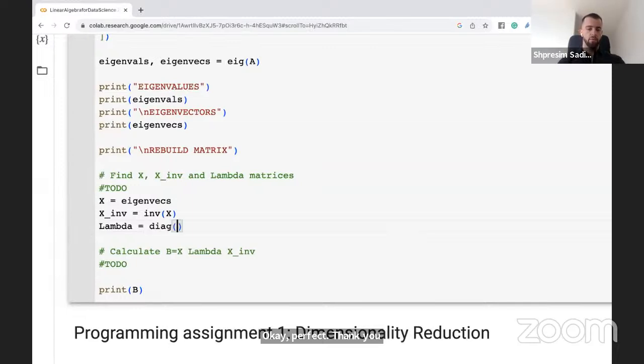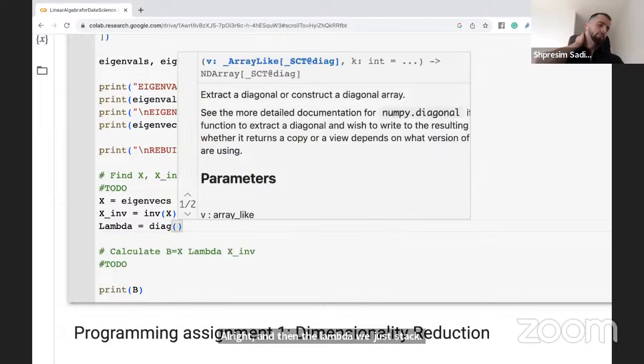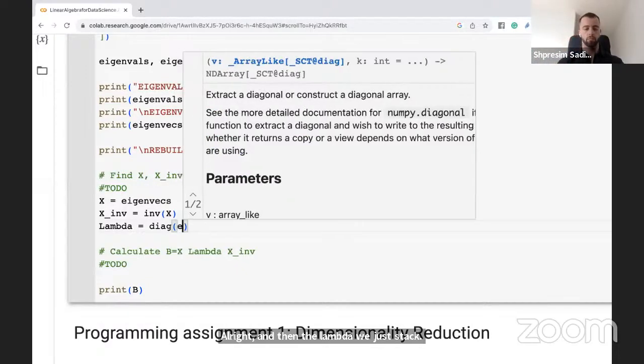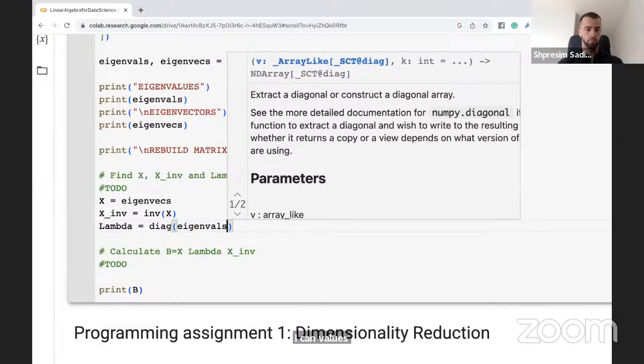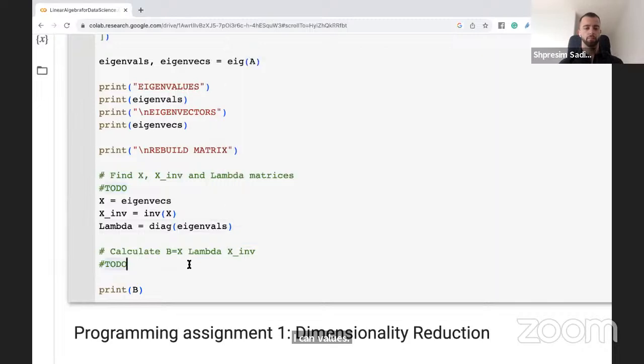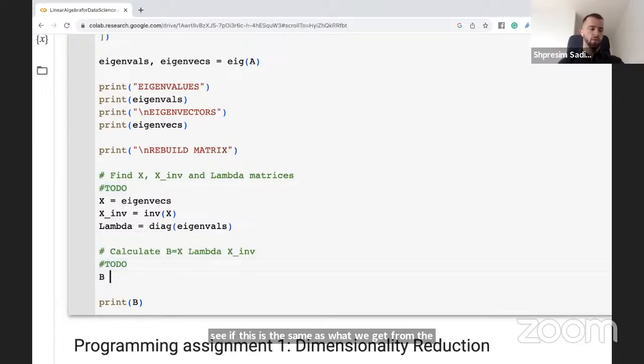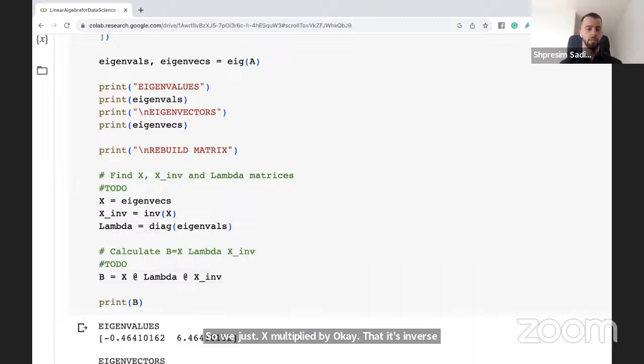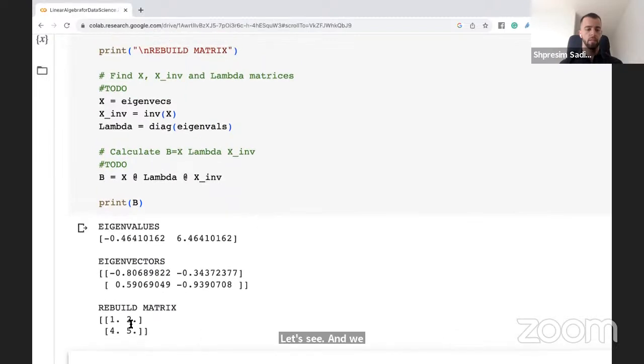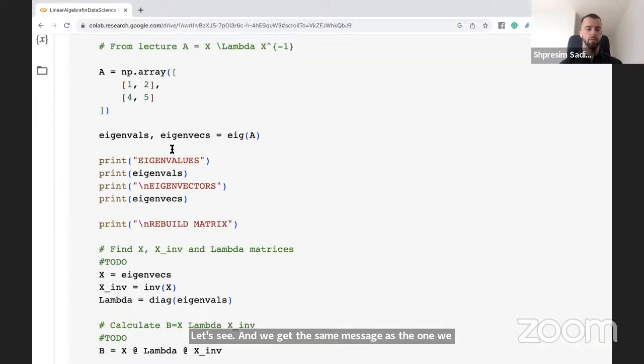All right, and in the lambda, we just stack the eigenvalues diagonally. And then the next step is to recompute a matrix B and see if this is the same as what we get from the eigendecomposition. So we just do X multiplied by lambda multiplied by X inverse, and then we print the matrix B. And we get the same matrix as the one we started with. So [[1, 2], [4, 5]], which we have in the beginning.